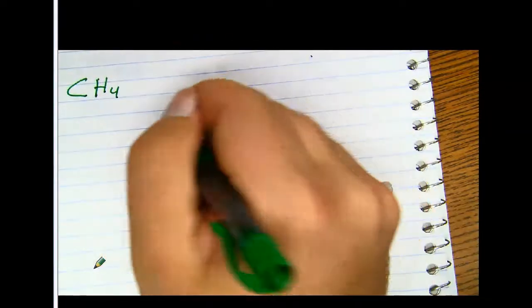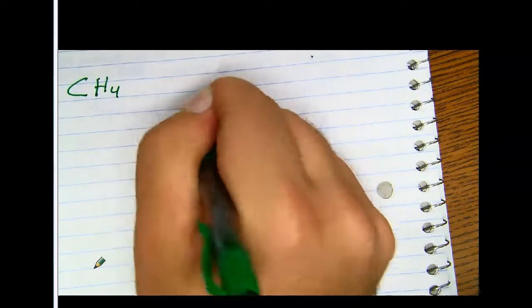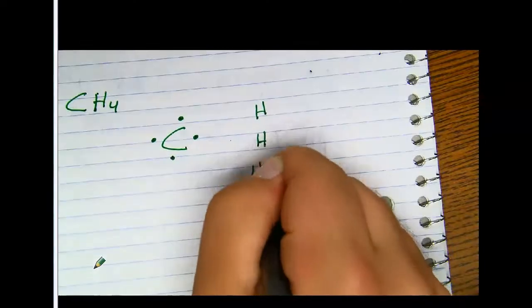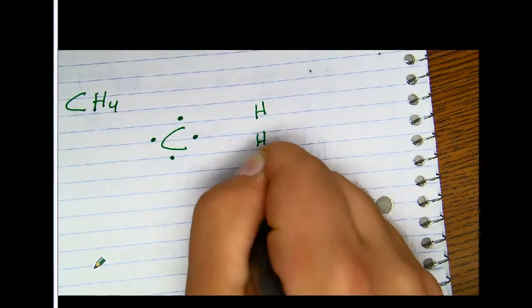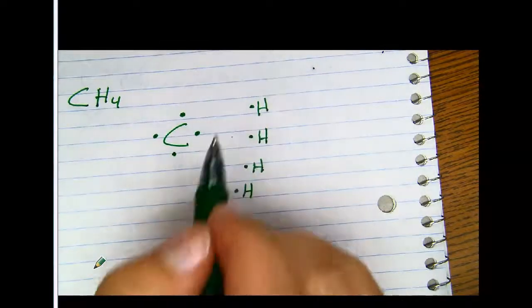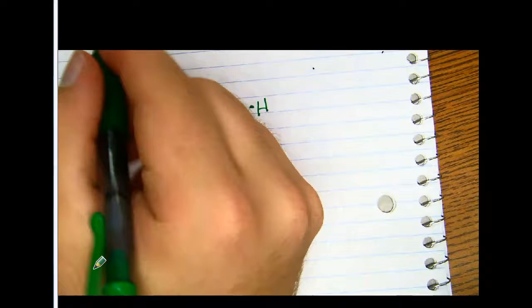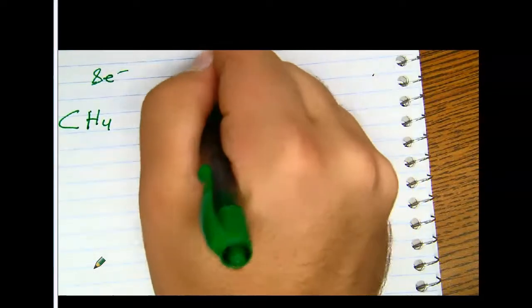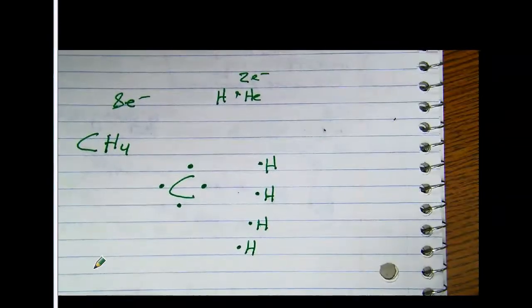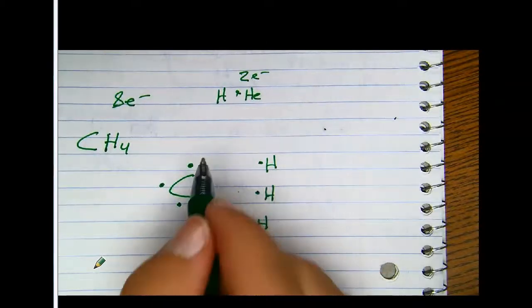Okay, so carbon has 4 dots: 1, 2, 3, 4. Hydrogen, I have 4 of them, each with 1. Now, everything wants 8 electrons. The octet rule: everything wants 8 electrons except for hydrogen and helium. Those only want 2 electrons. So we're going to be sharing bonds.